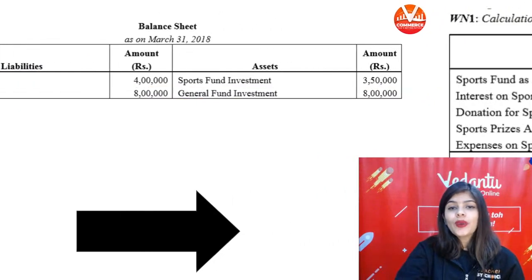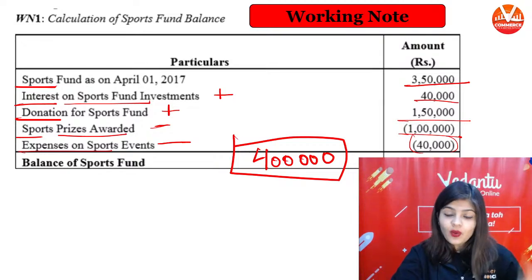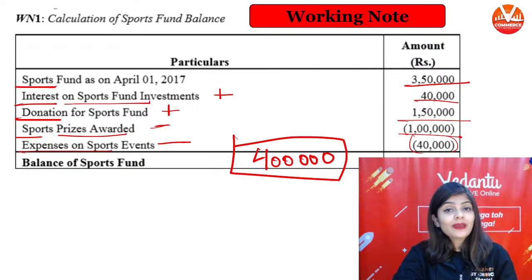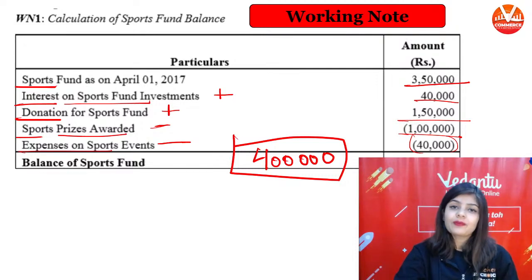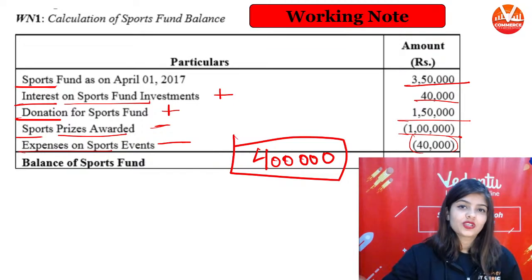So now with this, the question is complete. The conclusion is that all the income related to a specific fund will be added in that fund, and all the expenses related to that specific fund will be subtracted. And after adding and subtracting the income and expenses, the final balance will be recorded in the balance sheet.